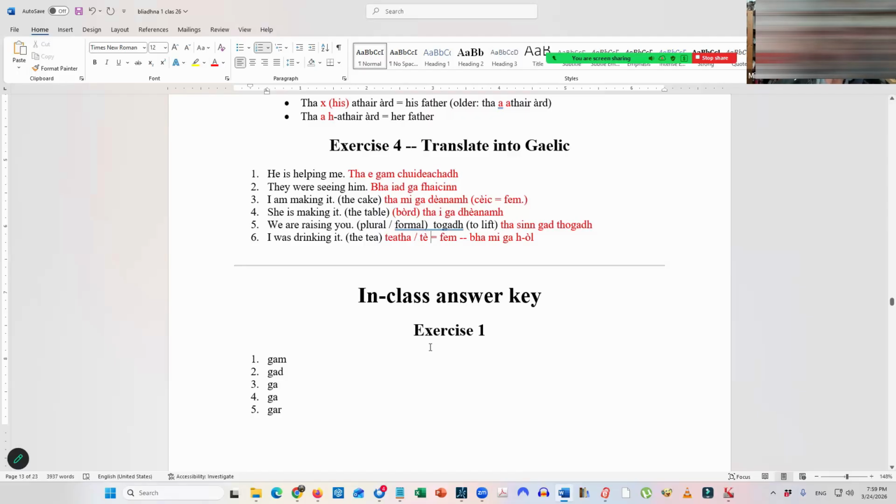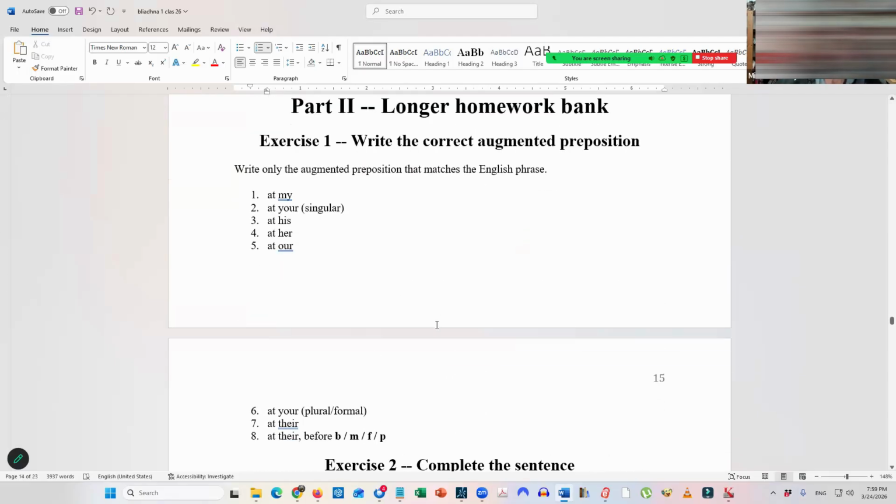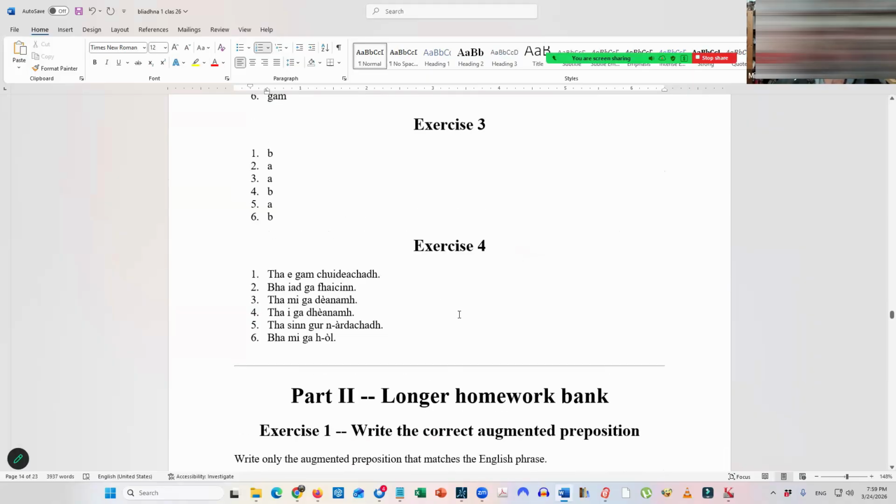So anyway, here you have the answer key, and then you have exercises, longer homework bank. All right. And so yeah, work on that.